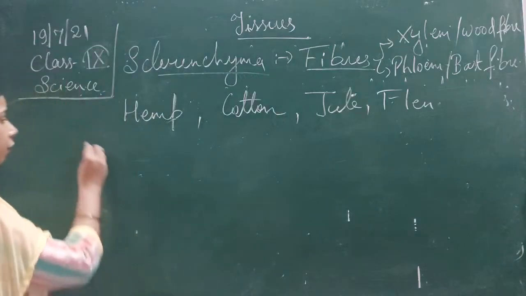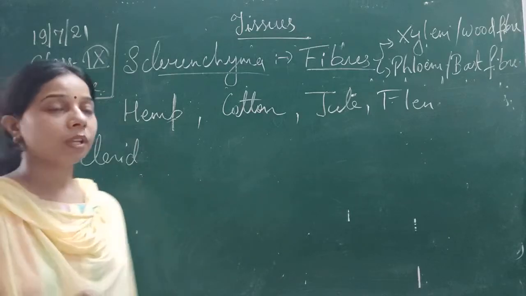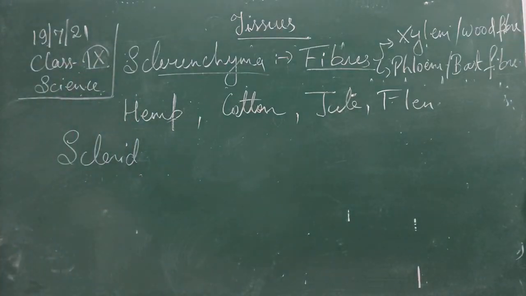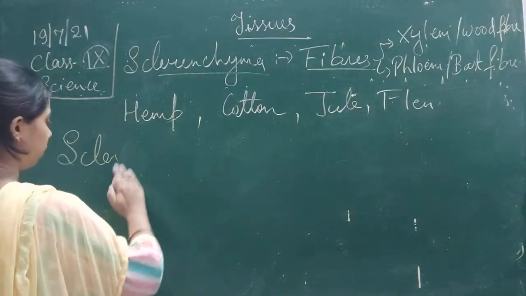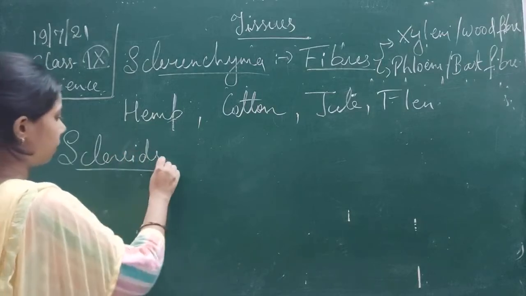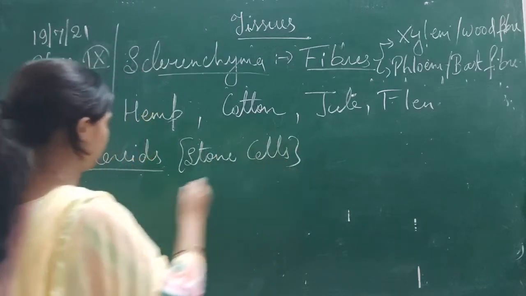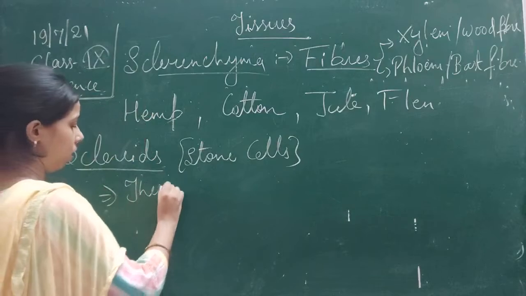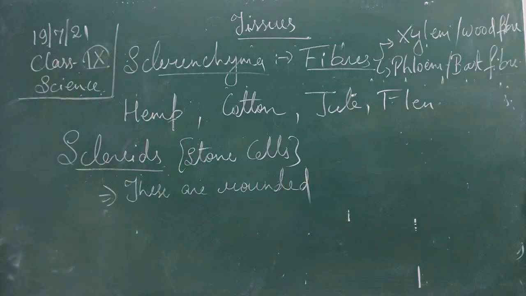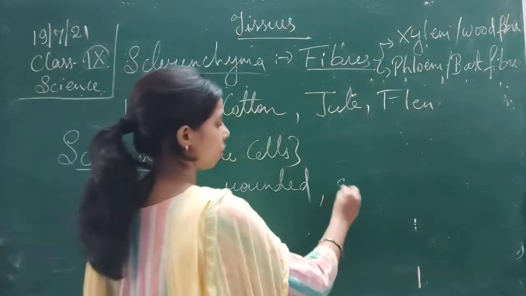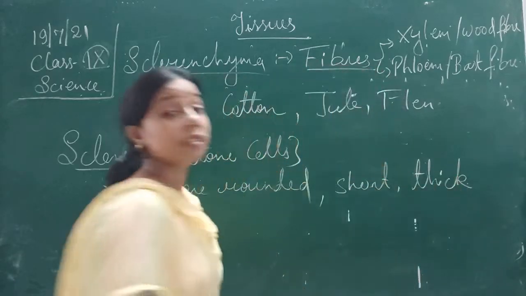Talking about the second one, which we call sclereids. Sclereids are the small, rounded or spherical shaped, thick-walled cells. Sclereids, which are also called stone cells. These are rounded, short, thick-walled cells.